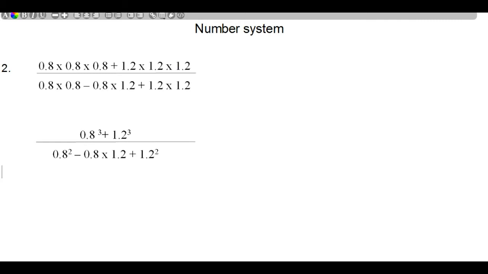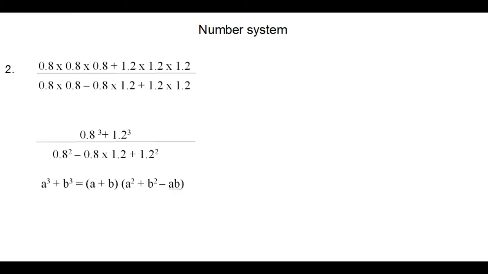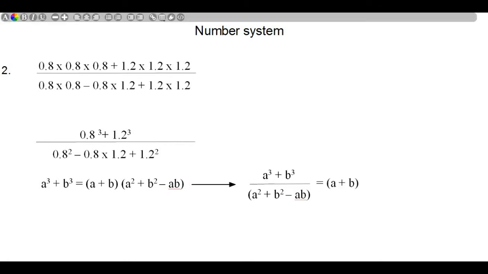So this is equal to what is the question? We know that a cube plus b cube is equal to a plus b into a squared minus ab plus b squared. And this can be taken as a cube plus b cube divided by a squared minus ab plus b squared should be equal to a plus b. That means simply the second part here is taken in the denominator on the left hand side.